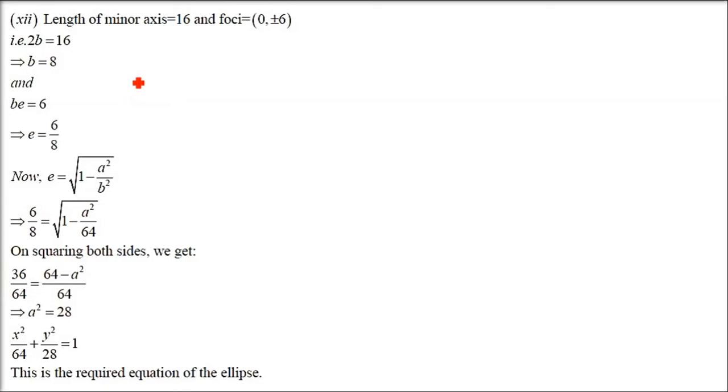Next one is: the length of the minor axis is 16 and the foci are 0, plus minus 6. So remember the convention we are following here: always a will be on the x-axis, and b on the y-axis. So this 2b is 16, that is the minor axis. Now this is a vertical ellipse. So 2b equals 16, and then the foci are 0, plus minus 6. So this is be, this is plus minus 6. So actually we have to equate be with 6.